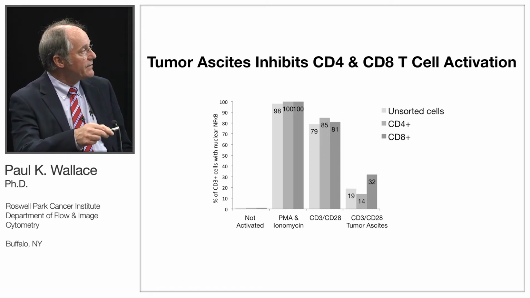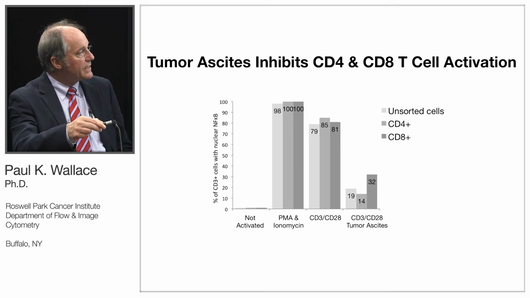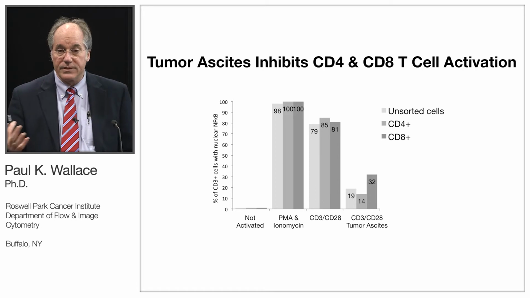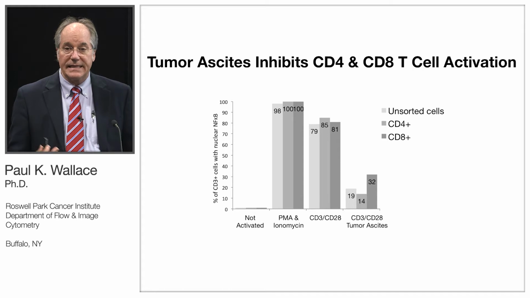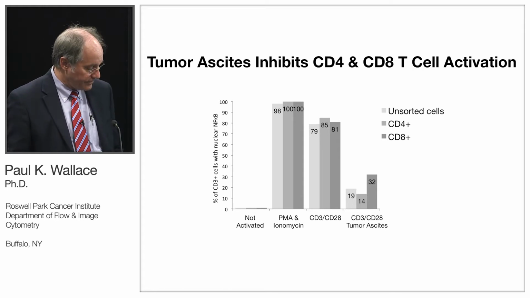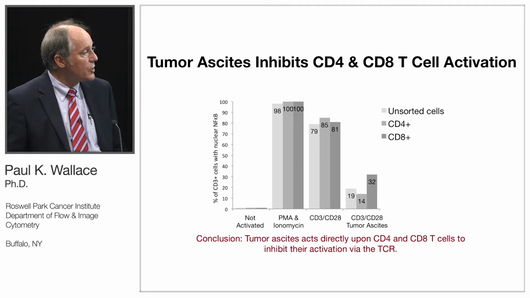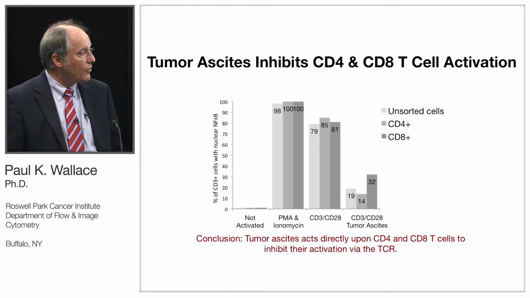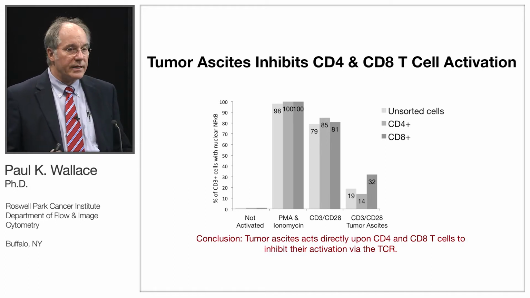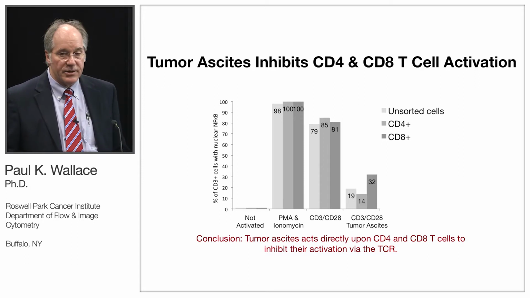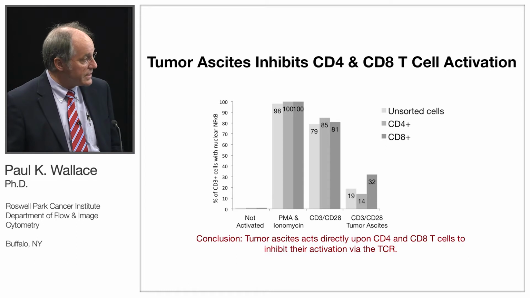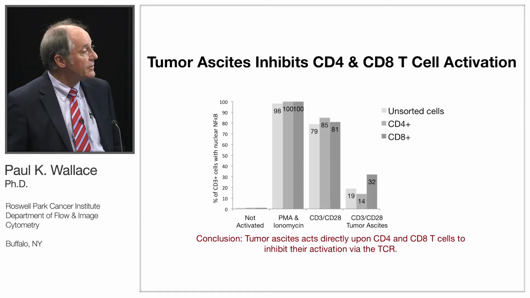So here it is unactivated. This is with PMA. Here we are cross-linking with CD3, CD28. And then when we add the tumor ascites, we see an inhibition of both the unsorted cells as well as the CD4 and CD8 fractions. So the tumor acts directly, or at least the tumor ascites acts directly, upon both the CD4 and CD8 T cells to inhibit their activation, presumably through the TCR because of the anti-CD3.